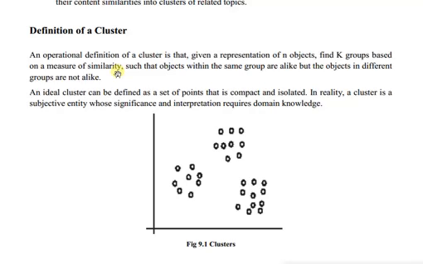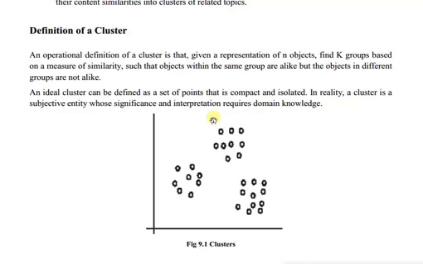We can use different measures of similarity. The data points in a group have less distance between them, and the data points between two clusters have a large distance. Such a measure can be used for making the clusters. An ideal cluster can be defined as a set of points that is compact and isolated. In reality, a cluster is a subjective entity whose significance and interpretation entirely needs domain knowledge.